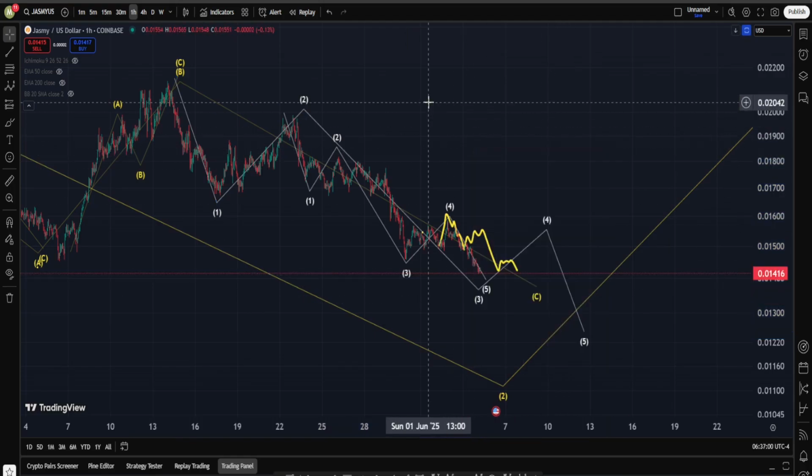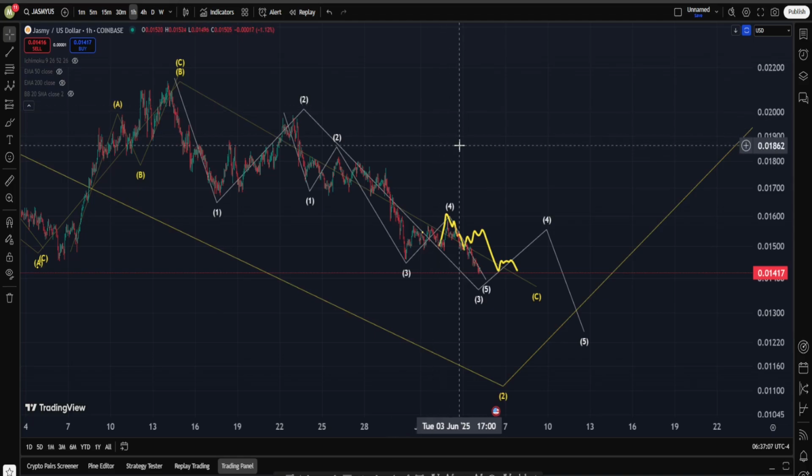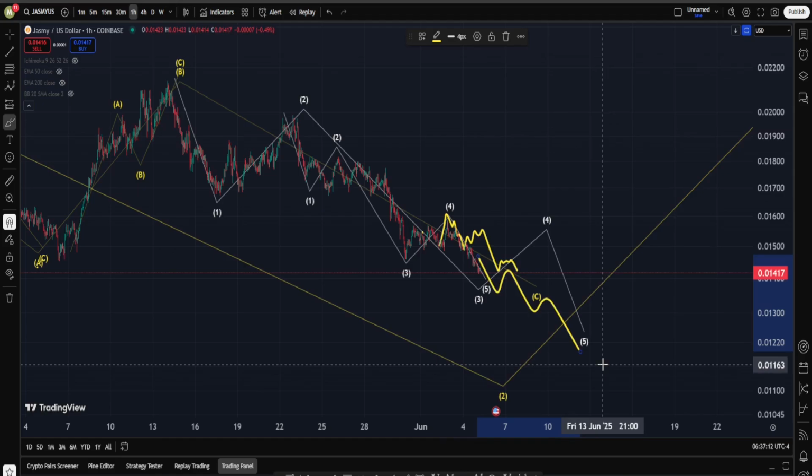That's exactly why I think it doesn't really matter whether you want to consider the bullish or the bearish count overall in Jasmy. One way or the other, at least in the short term, we can count on this downtrend to continue for a bit more.